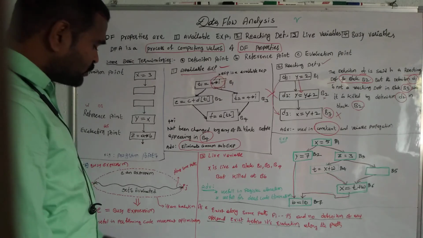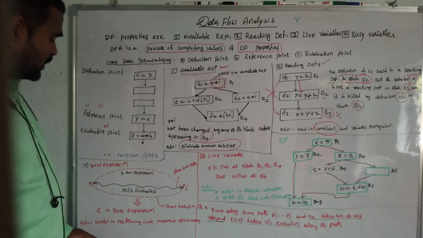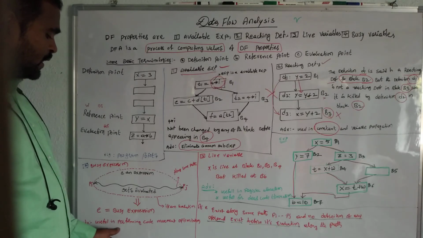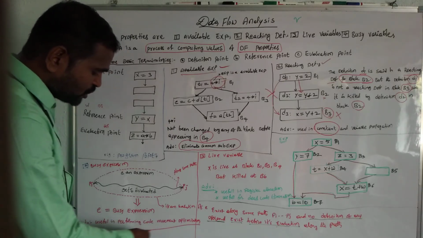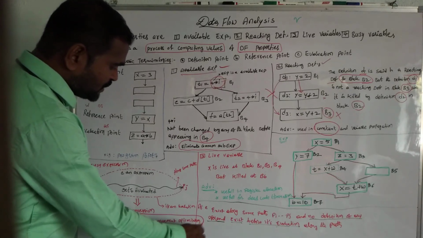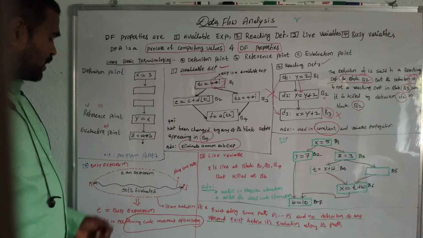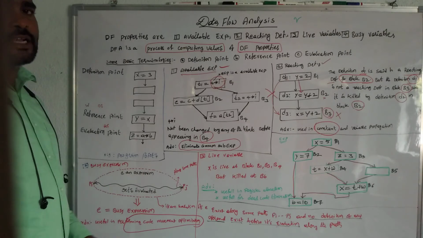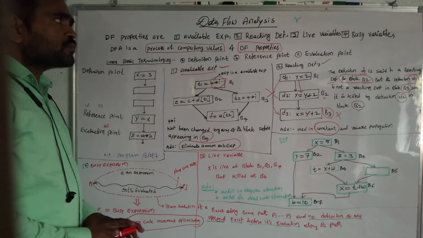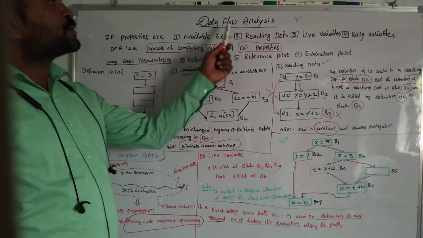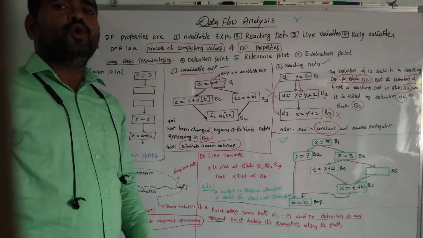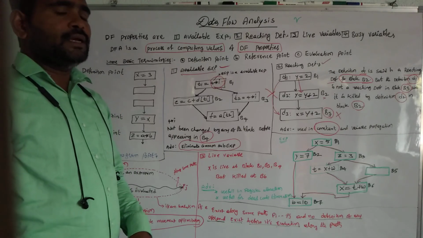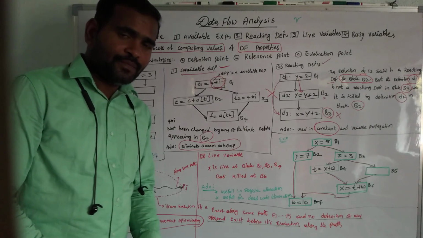So what is the use of this particular busy expression? It is useful in performing the code motion optimization. Code motion optimization is one big advantage of this particular busy expression. So data flow analysis is especially involved in the global optimization technique. Okay, thank you friends.